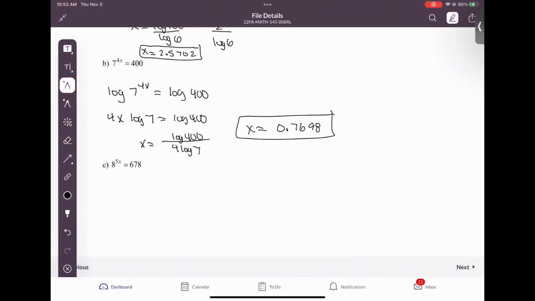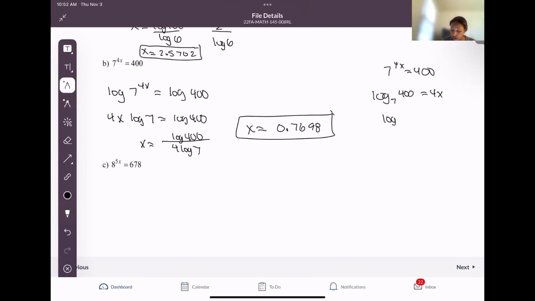So I was trying to do this one the other way, and I think I'm just completely lost. I just got log base 7 of 400 equals 4x, and then I had no idea what to do. You need to rewrite that using the change of base formula. If you don't know how to do that method, use this one. You can use either one of them. For the other method, from 7 to the 4x power equals 400, you got log base 7 of 400 equals 4x. Change of base formula would be log of 400 divided by log of 7 equals 4x. And if you divide both sides by 4, you get the same exact answer: log of 400 divided by 4 log of 7 equals x.